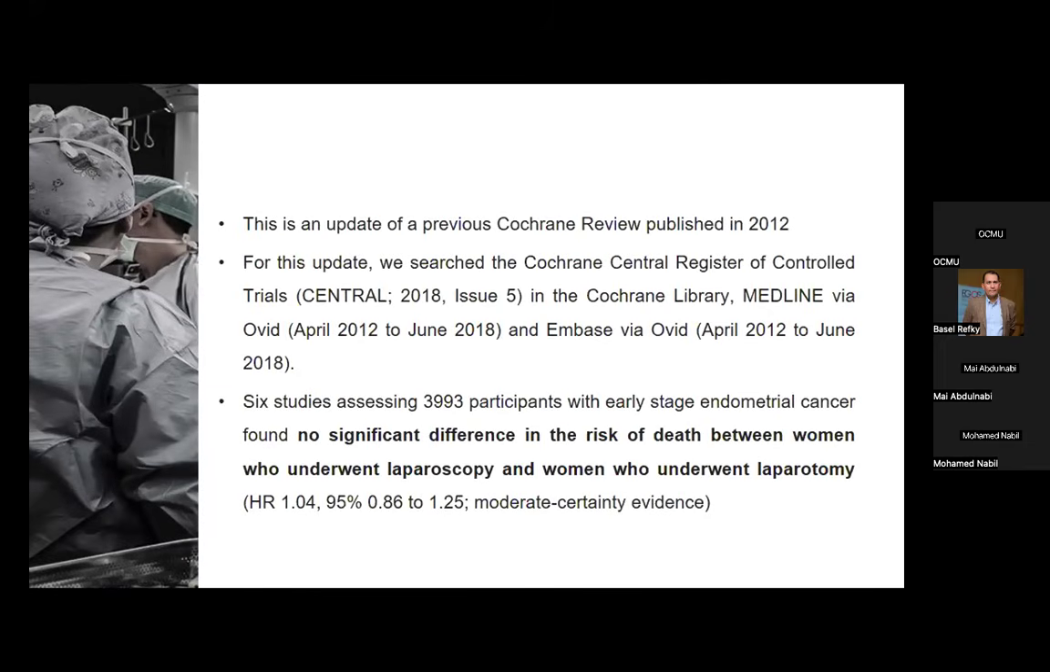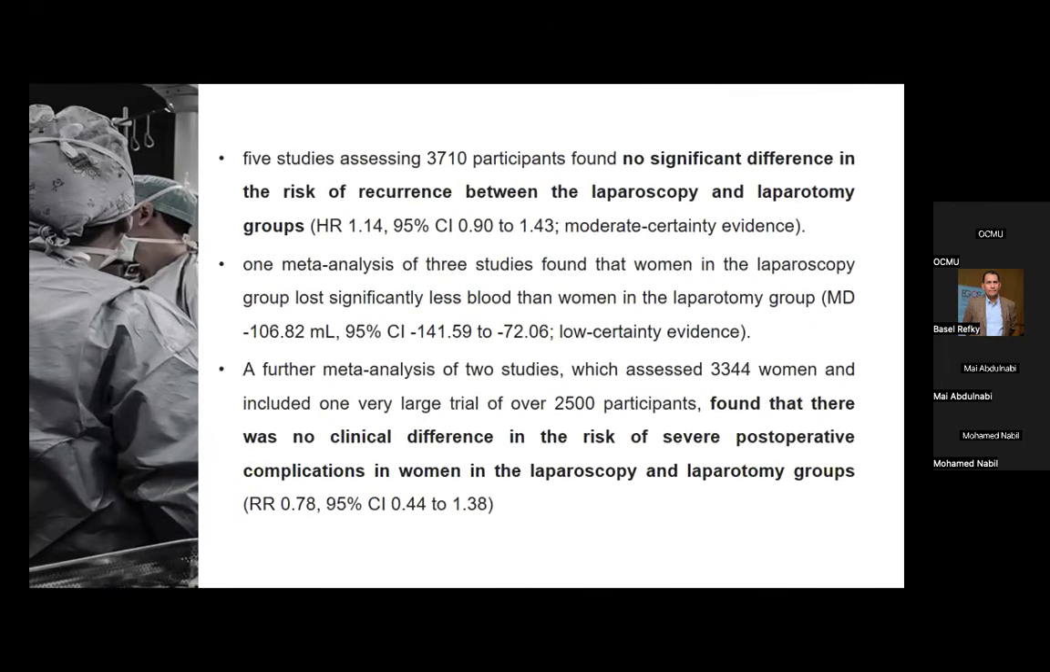The update of this Cochrane review, which was published in 2012, was published about 4 or 5 years later. They added some studies, and they also followed up the overall and disease-free survival of these patients. 6 studies assessed nearly 4,000 patients with early-stage endometrial cancer and found no significant difference in the risk of death between women who underwent laparoscopy and women who underwent laparotomy.